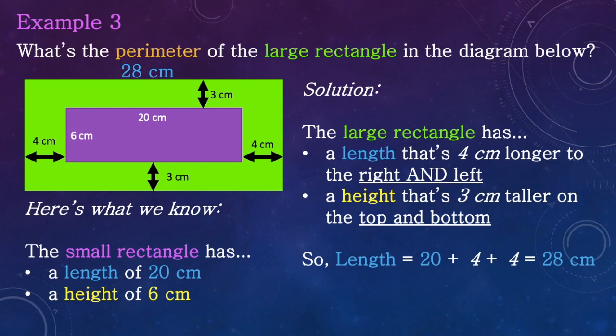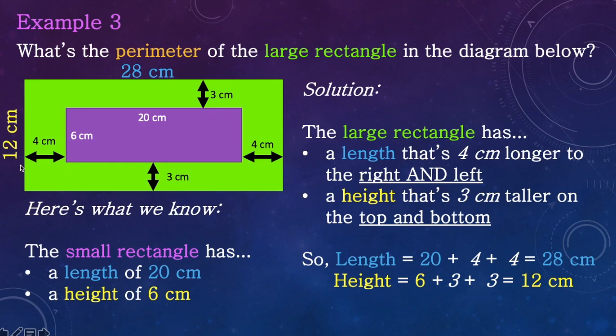Now we're going to do the same thing for height. So we know it's at least 6 centimeters. It has 3 centimeters at the top more and 3 centimeters at the bottom more, and that gives us a total of 12 centimeters. So as you can see here, 12 centimeters is our height. With all that info calculated, we can actually find our perimeter by adding each side. So there's 2 sides of 28 centimeters and 2 sides of 12 centimeters. That will give us a total of 80 centimeters.